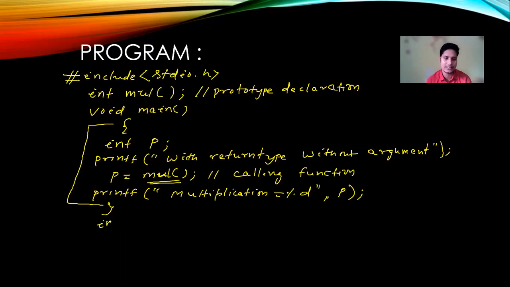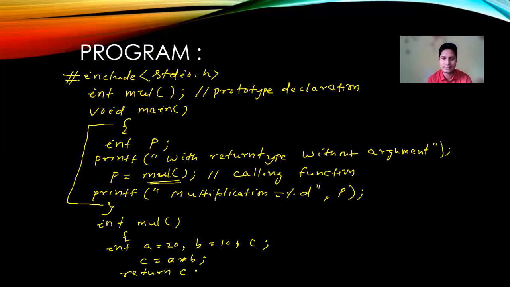So I'm writing int mul, opening curly bracket. Here I'm writing variables int a equal to 20, b equal to 10, c. So c does not contain any value. Here I can write c equal to a asterisk b, semicolon. Now return c, semicolon, then the function closes. The function starts and the function closes here. So this is all about the program.